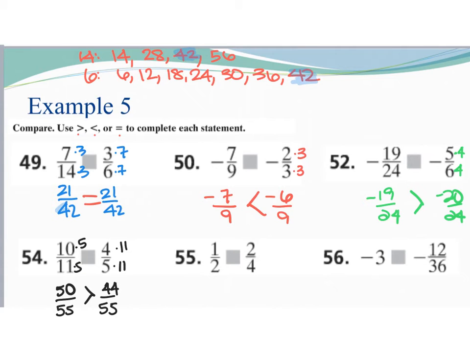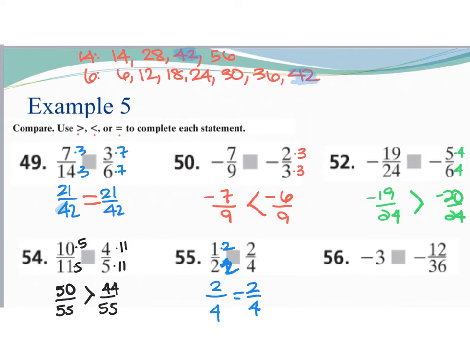For the next one, both of these denominators have a multiple of 4. So I'm going to multiply 2 by 2 to get 4, and I'll multiply my numerator by 2 to get 4. So I end up with 2/4ths and 2/4ths, and these two will then be equal.